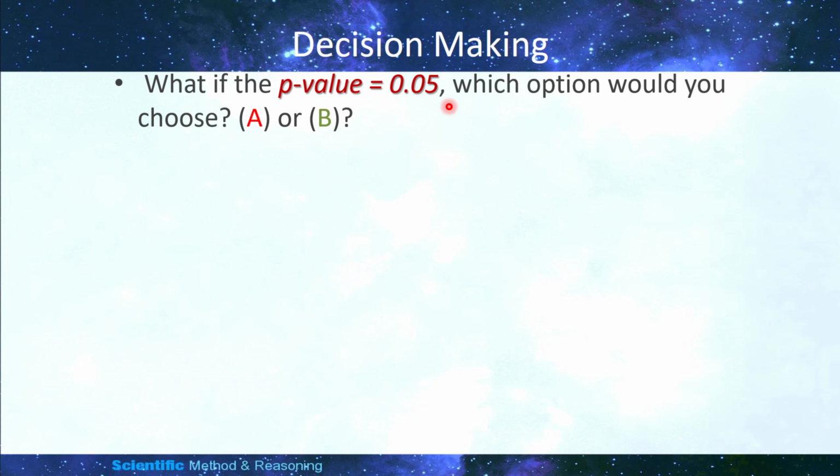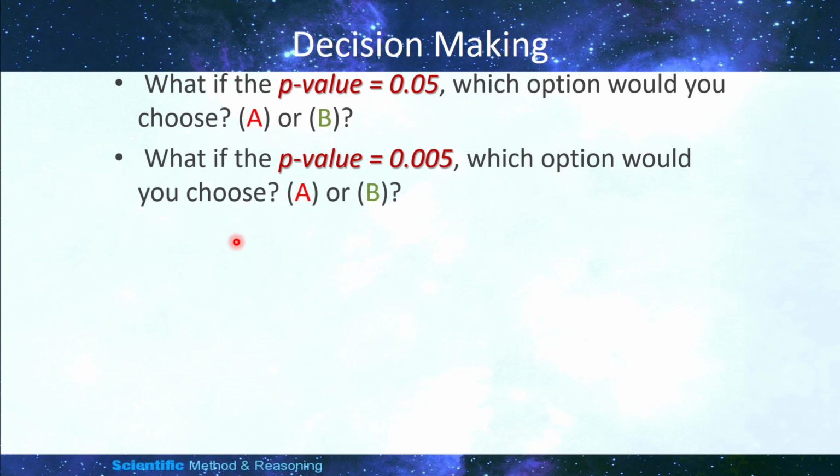And what if the p-value is 0.05? Which option would you choose? What if the p-value equals 0.005? Which option would you choose? A p-value equal to 0.005 means that if he did not do that intentionally, the probability of getting such a haircut or something worse is highly unlikely.